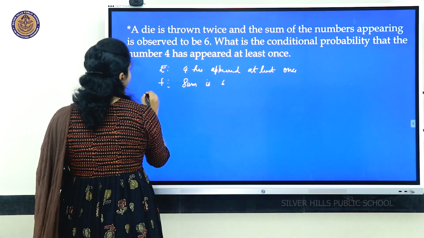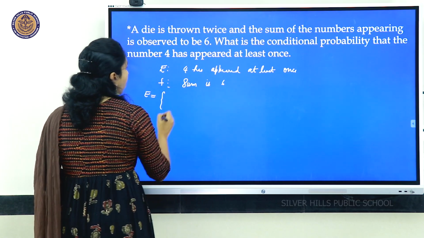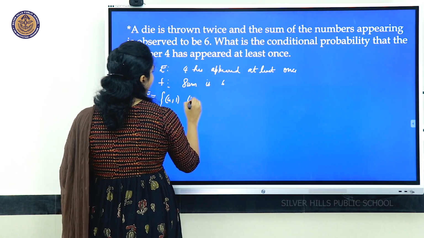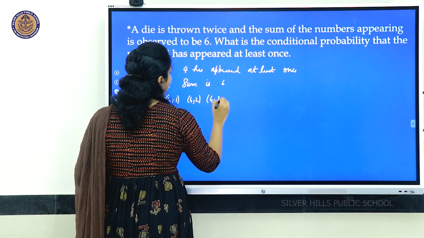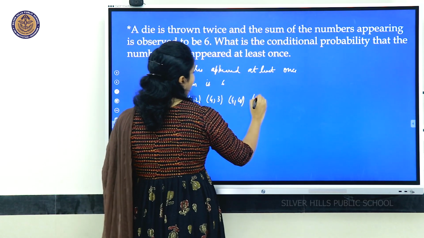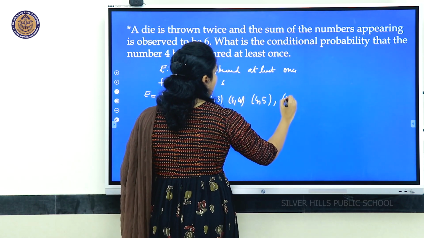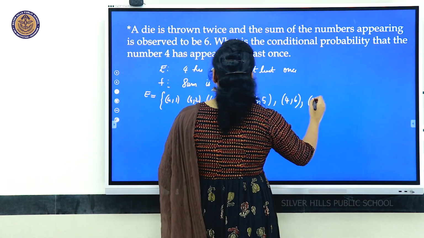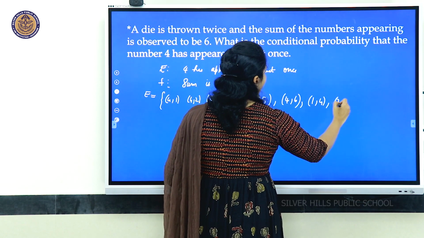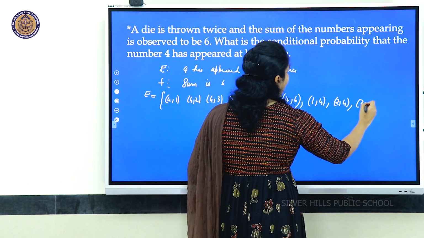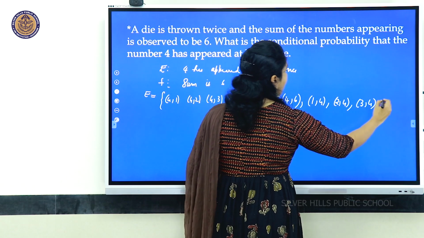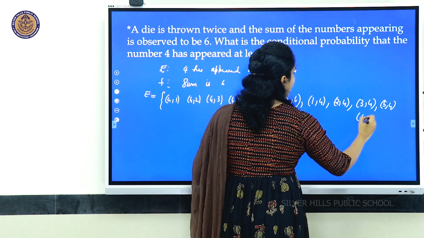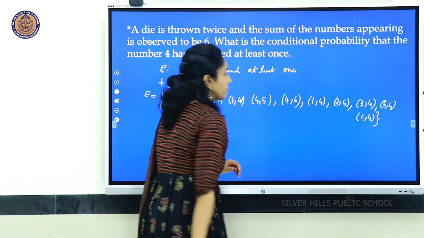So when we list the members, what are the members of E? 4 has appeared at least once. So I can write 4-1, 4-2, 4-3, 4-4, 4-5, 4-6. And then the reverse order also I can write. That is 1-4, 2-4, 3-4. Now 4-4 anyway we wrote, so we are not including that again. And then we have 5-4 and then 6-4 over.